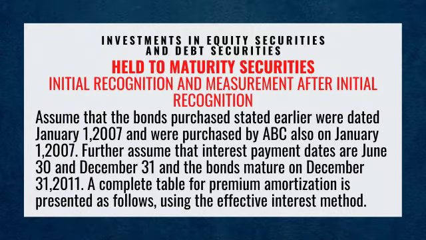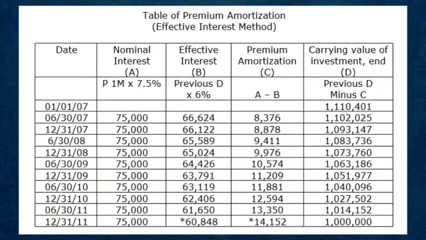Assume that the bonds purchased were dated January 1st, 2007 and were purchased by ABC also on January 1st, 2007. Further assume that interest payment dates are June 30 and December 31st and the bonds mature on December 31st, 2011. A complete table for premium amortization is presented as follows using the effective interest method. Table of premium amortization, effective interest method.